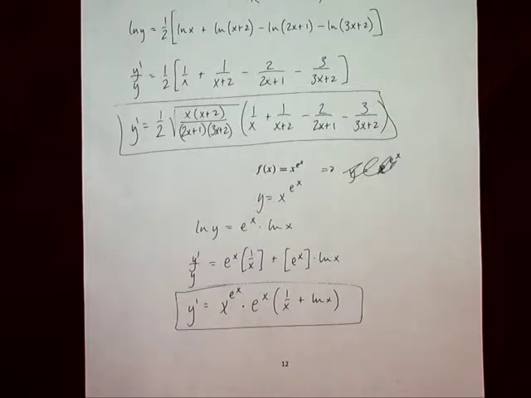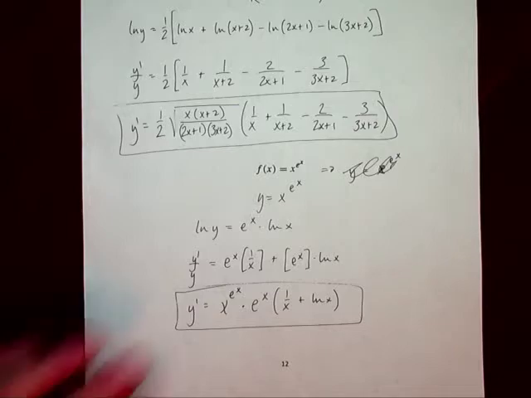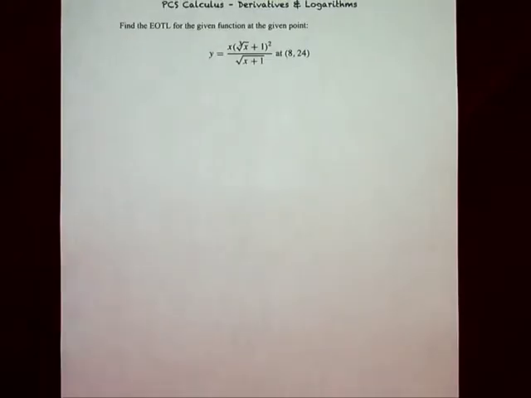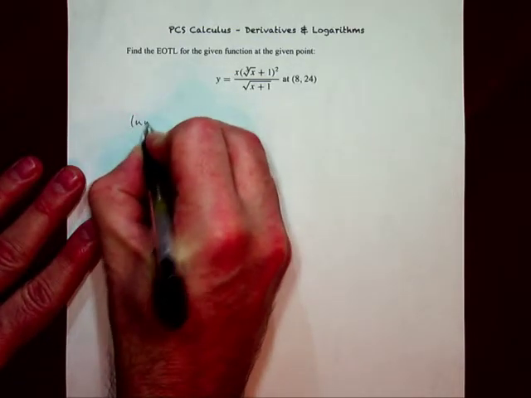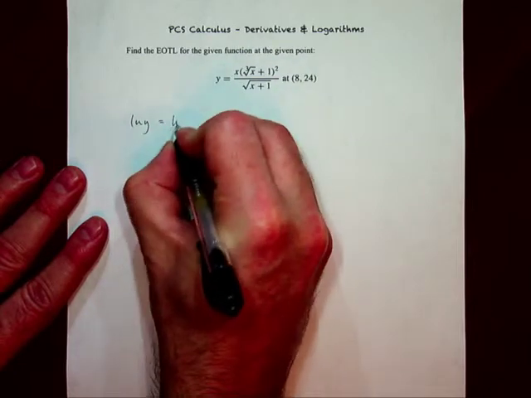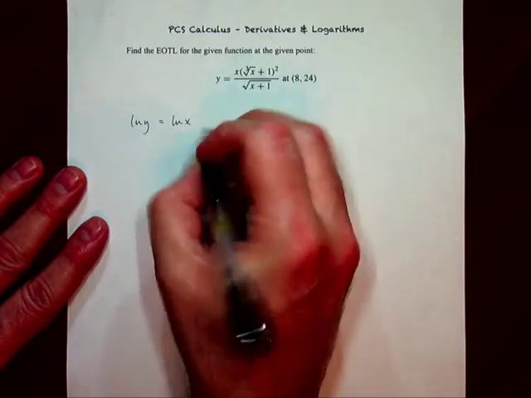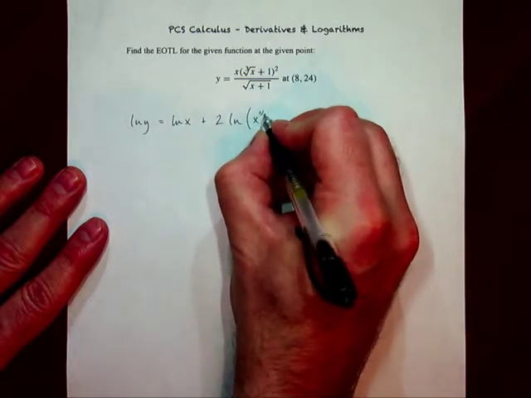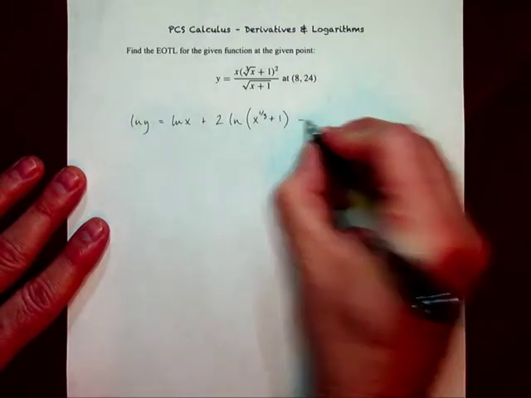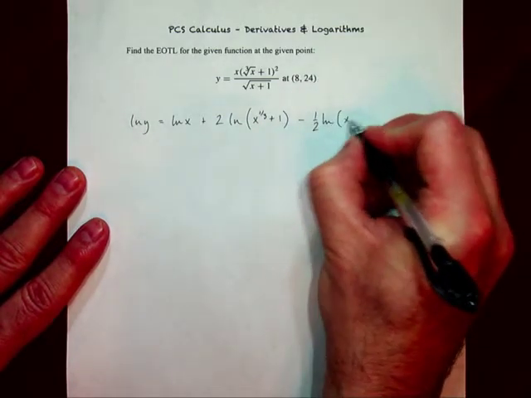Okay, now that we've done a couple of problems like this, let's take this knowledge and apply it to a tangent line problem. Obviously, we don't have to do it by logarithmic differentiation, but it's going to be beneficial to do so. So let's do the natural log of y is equal to the natural log of x, right? Because that's the first factor. The second factor is going to give us 2 natural log of x to the 1/3 plus 1 minus 1/2 natural log of x plus 1.